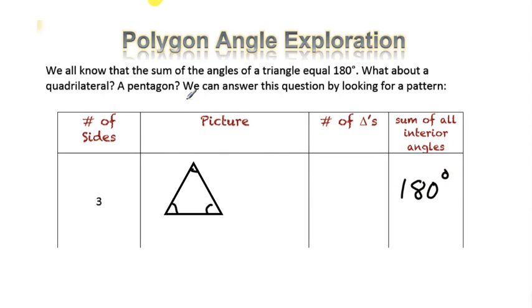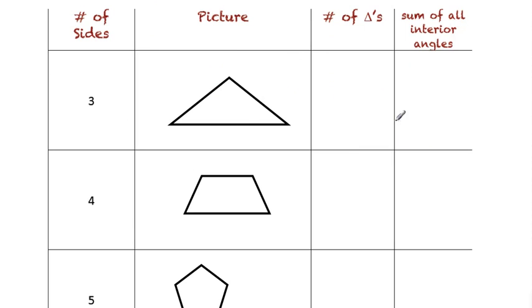We're going to start filling in the table, because the question is, what about a quadrilateral? How many total degrees are in a quadrilateral? How many total degrees are in a pentagon? That's where we're going with this. There's a column here that says the number of triangles. For right now, we're just going to put a 1 there, and this will make more sense in a second. So we had one triangle, and the sum of the interior angles is 180 degrees. We know that about triangles.